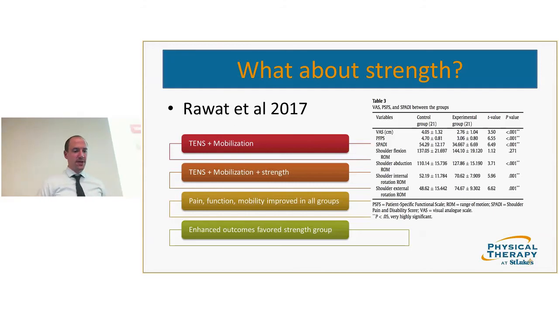There was a study in 2017. They looked at just using TENS plus mobilization, versus TENS, mobilization plus strength. They wanted to see if the addition of strengthening either helped outcomes or hurt outcomes. And they saw that in both groups pain, function, and mobility got better. But across the board, the addition of the strengthening actually enhanced the outcomes.